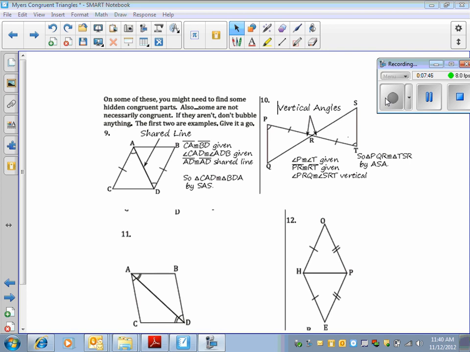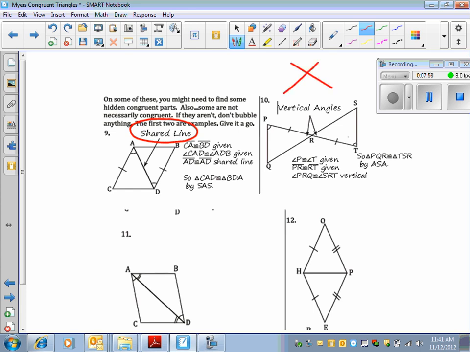It says on some of these you might need to find some hidden congruent parts. These are the things that we call hidden. It is a shared side. You have to look for shared sides. And guess what? You must look for vertical angles. Remember, vertical angles are the bow tie or the X's, whatever you want to call them. So here we go. You must identify all the parts.